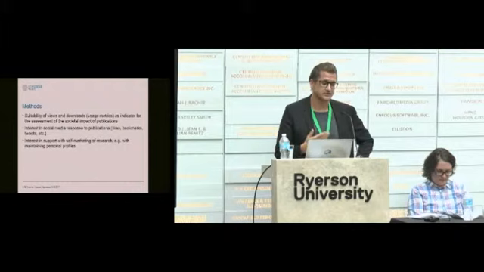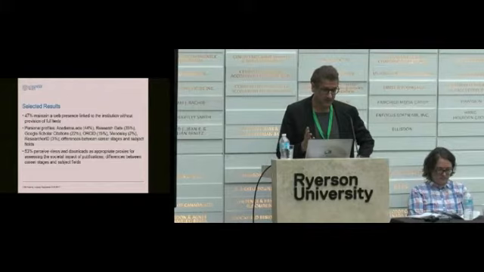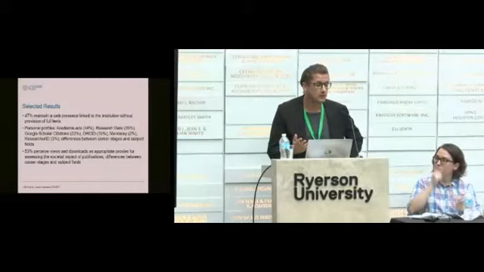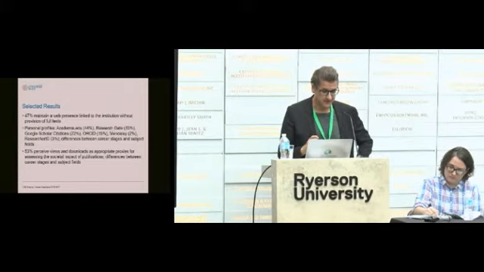So here I show you a few selected results of our study. About half of the researchers we surveyed maintain a web presence linked to the institution without provisions of full text, which means that more than half of the researchers don't have a web presence. Regarding the personal profiles, 44% use Academia, about 35% ResearchGate, 22% Google Scholar Citations, 50% ORCID, 2% Mendeley, 3% ResearchGate.